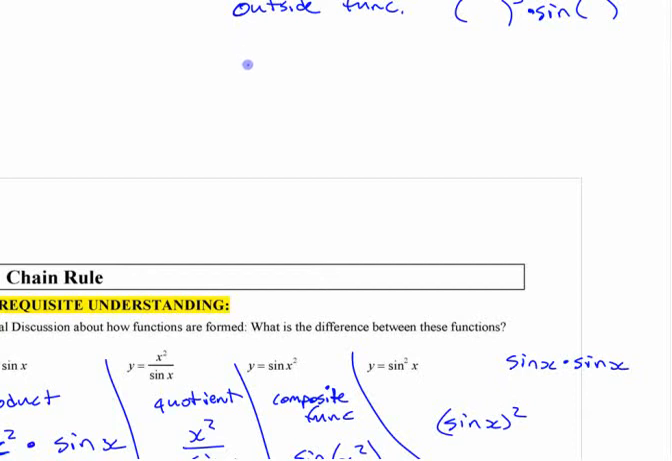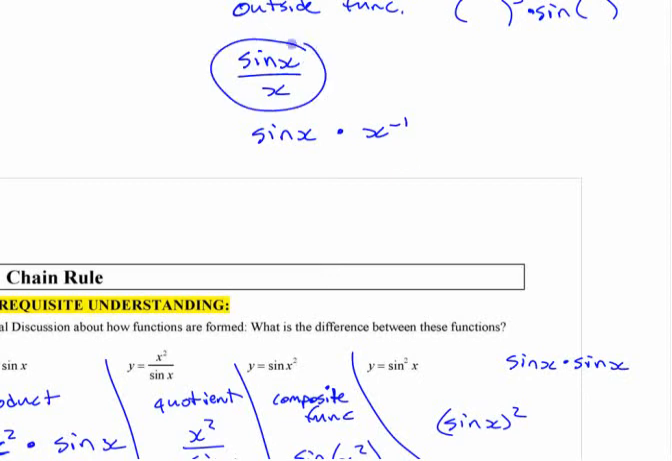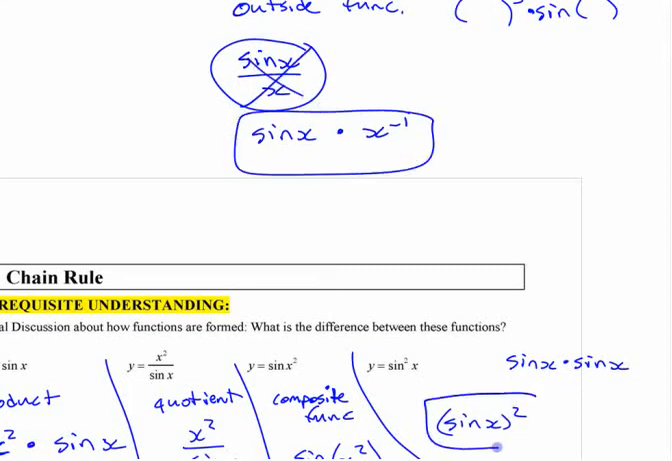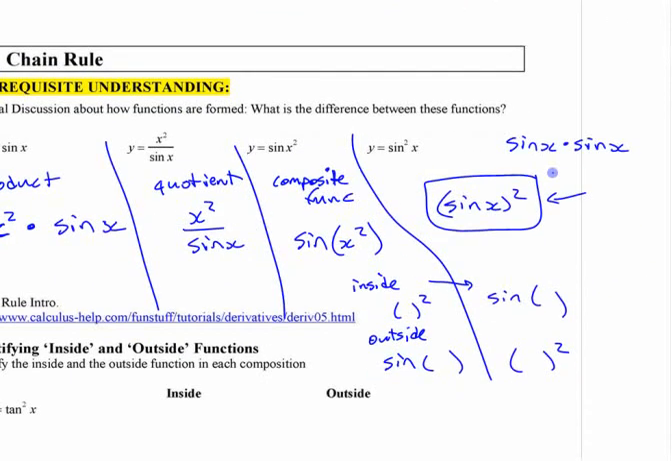If somebody says sine x divided by x, you could change this to sine x times x to the negative 1. This is a quotient, but if you're philosophically opposed to the quotient rule, you could write it like this and then use the product rule. So you could do the same thing here when you say, well, I could avoid the chain rule by doing this. The chain rule is actually easier when you get it than using those other ones.